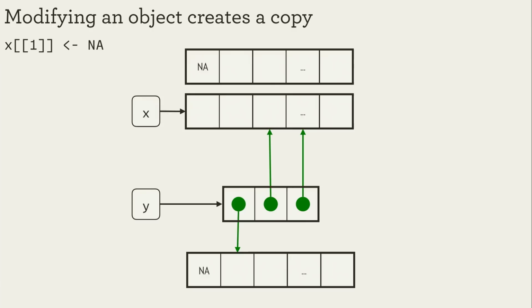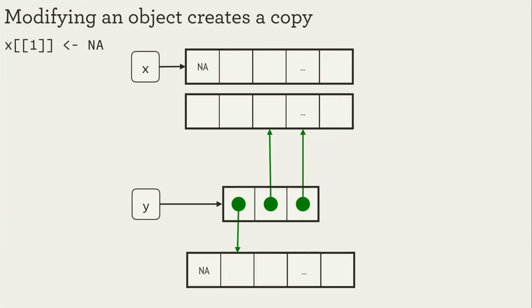And so what happens if we modify x? Well, the same thing's going to happen. R is going to create a new vector that is modified, and then it's going to change where x points to. So all the time, whenever you think you're modifying something in R, you're actually modifying a copy, with one little exception, which I'll get to shortly.